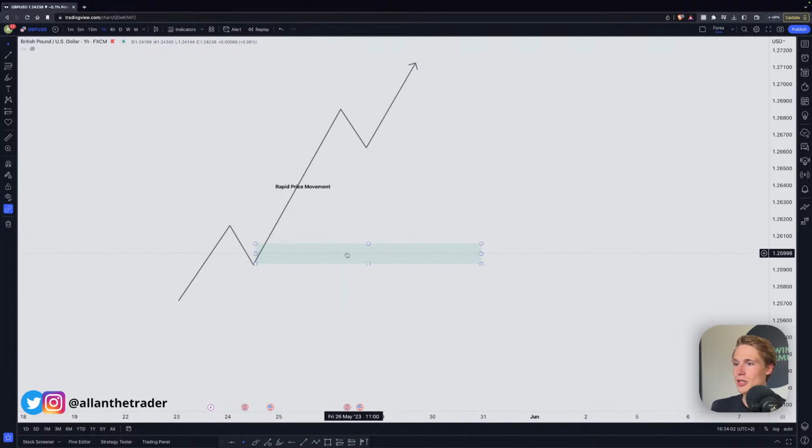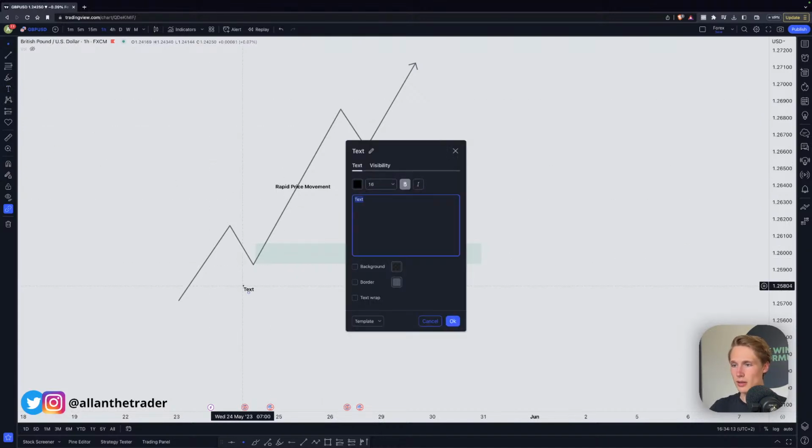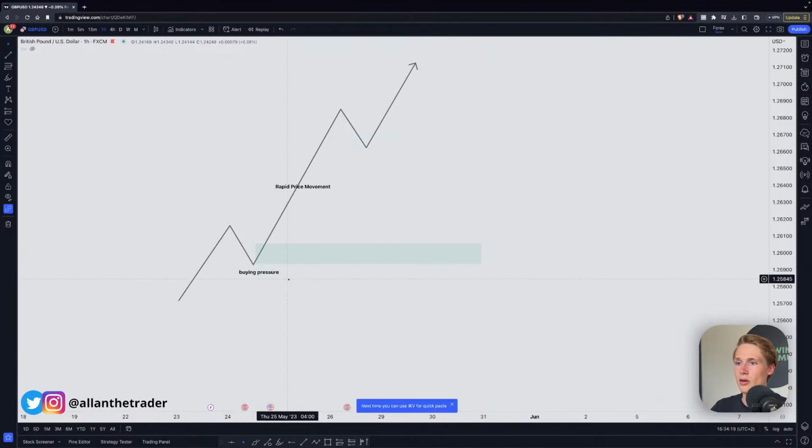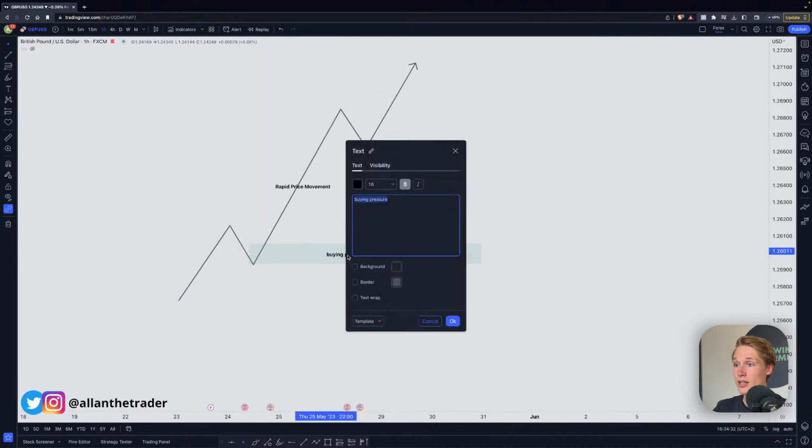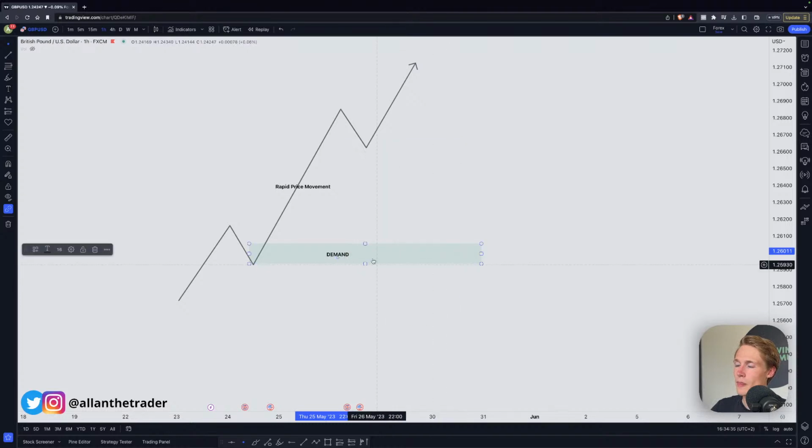So why is there so much demand at this point? Well, there's a lot of demand here because this rapid price movement was created by a lot of buying pressure. So there has been a lot of buying pressure in this area. Otherwise, it would not move up so rapidly. So if you see anything like this, you already know there's a lot of buying pressure at this area, which means that ultimately there's still a lot of demand in this zone.